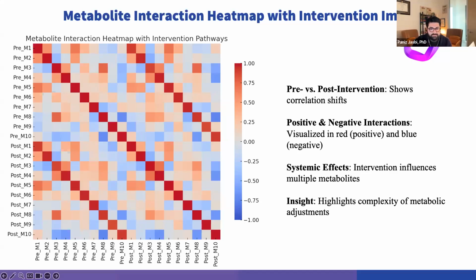We can see that the red cells represent positive correlations, where metabolites tend to increase or decrease together. And the blue cells show negative correlations, where the increase of one metabolite correlates with the decrease of another. This is a quick color coding that helps us identify clusters of metabolites that are tightly linked. And the heat map illustrates that an intervention doesn't just impact a single metabolite, but cascades across multiple pathways. The visual pattern changes after the intervention, and that really highlights the complexity of the body's response. And again, it underscores why these simplistic single metabolite approaches tend to miss these broader effects.